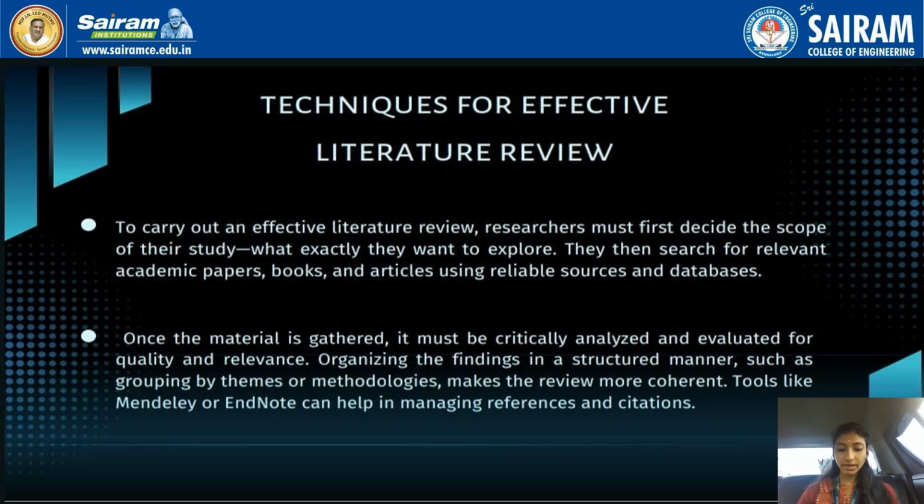This is called defining the scope of your study. To carry out an effective literature review, researchers must first decide on the scope of their study, what exactly they want to approach. Once you are clear on your scope, the next step is to search for relevant materials, like research papers, books, and articles. But it's important to use reliable resources like academic journals or trusted databases such as Google Scholar or IEEE Xplore.